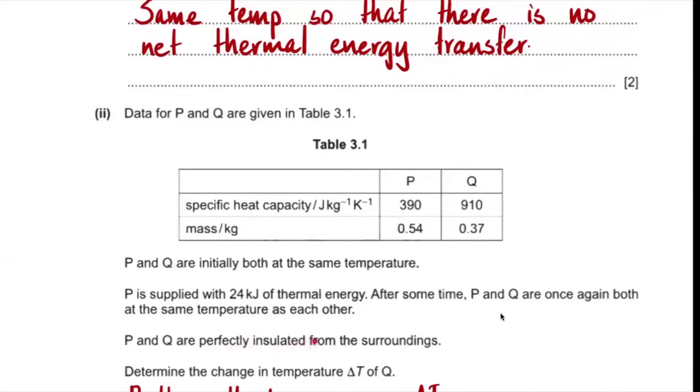Because they're perfectly insulated from the surroundings, even if P gets this energy, it is basically shared between both of them, right? So if P has an excess, P would give some of its energy to Q, and this would keep happening until they are in thermal equilibrium. So I have specific heat capacity given, I have mass given, so I know that this 24 kilojoules of energy would be shared between the two.